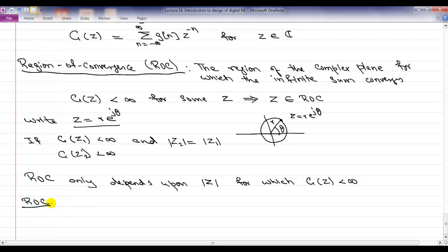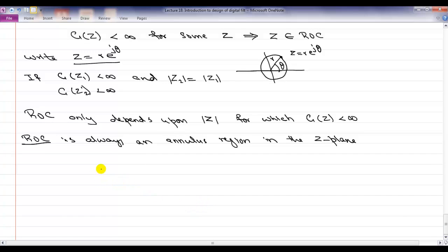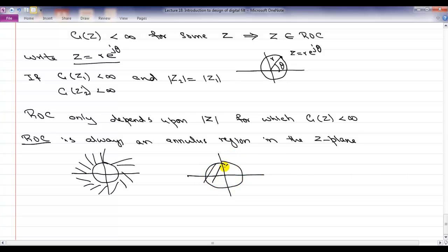Now, you must have also seen that region of convergence, because of this property, is always an annulus region in the z plane. And it is always connected. So there are only three different types of region of convergence that you obtain. You either will have that your z transform converges for all z outside this circle. Okay, that is one type of region of convergence. This circle boundary may or may not be included. Another type you get is that your z transform converges for everything inside this circle. And the last type you get is that it converges in the region between these two circles. Okay.